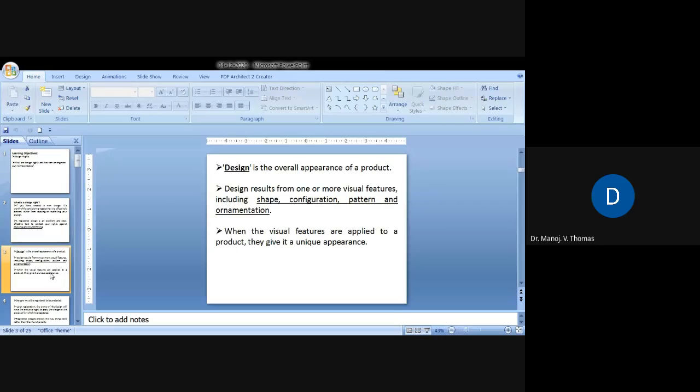Design is the overall appearance of a product. Design results from one or more visual features, say shape, configuration, pattern, and ornamentation. Ornamentation means decoration. When the visual features are applied to a product, they give it a unique appearance. So altogether, that product will be a unique product.